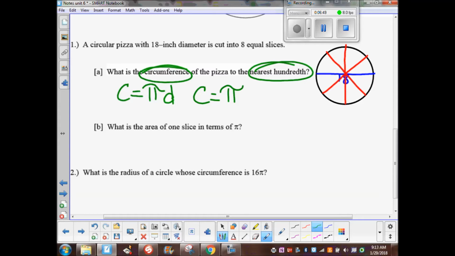Now let's do our substitution. What's the diameter? 18. Okay? So times 18. Now it says to the nearest hundredth. This is where we've got to go to the calculator. Okay? I'm going to pause the video.